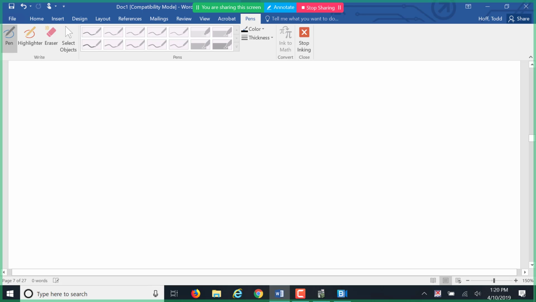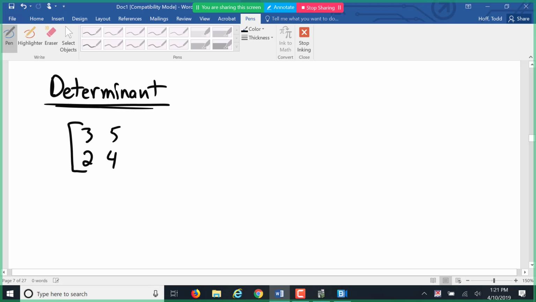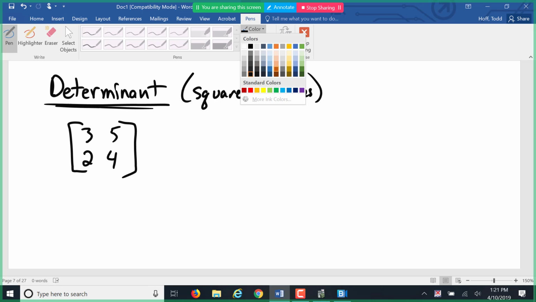Well, before we get to it, I'll give a little bit of background information. There's something called a determinant. A determinant is a single number that can be used to summarize a matrix. So I have this matrix here. It can only be done with square matrices. So this is a 2 by 2 square matrix.